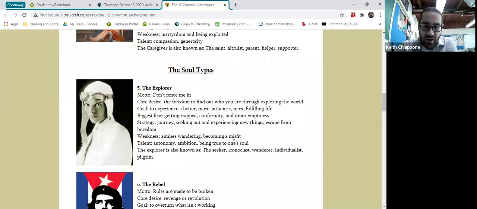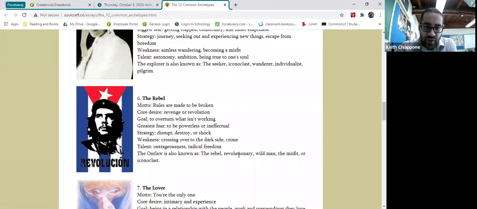There's the explorer, who wants to be as present in the world as possible. But they can be led astray by wandering and by becoming a misfit. The rebel. Think of Casey Jones from the Ninja Turtles. The rebel is a character who often does the right thing, but for the wrong reasons. They're always ready to fight, usually on the right side, but can sometimes go to the dark side if tempted enough with money or personal gain.